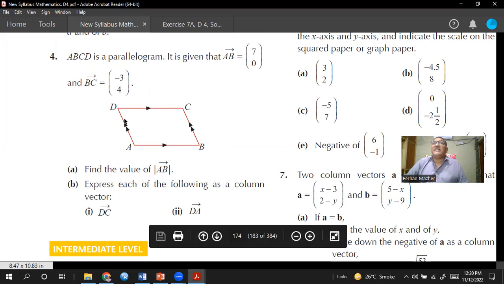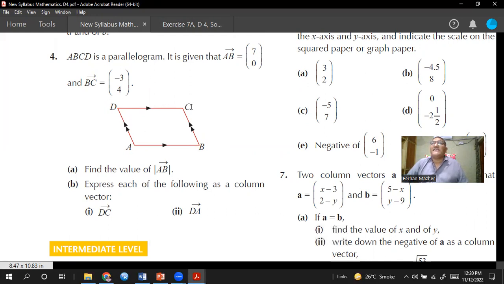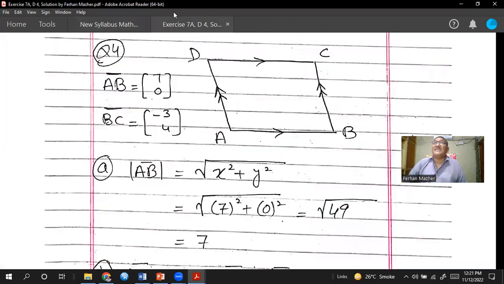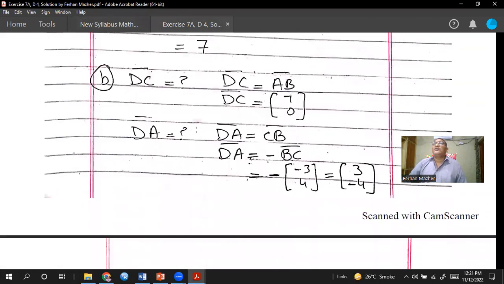In the same way, the DA will be equal to the CB. So I know the DC will be equal to the AB. I know the value of the AB, so the DC is very simple. In the same way, the DA will be equal to the negative of the BC, because the BC value is given. The DA will be equal to the CB, which is equal to the minus BC. So let me show you the first question.